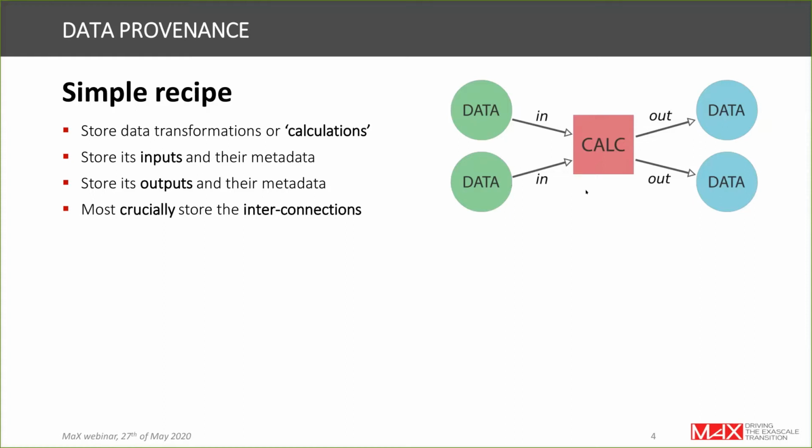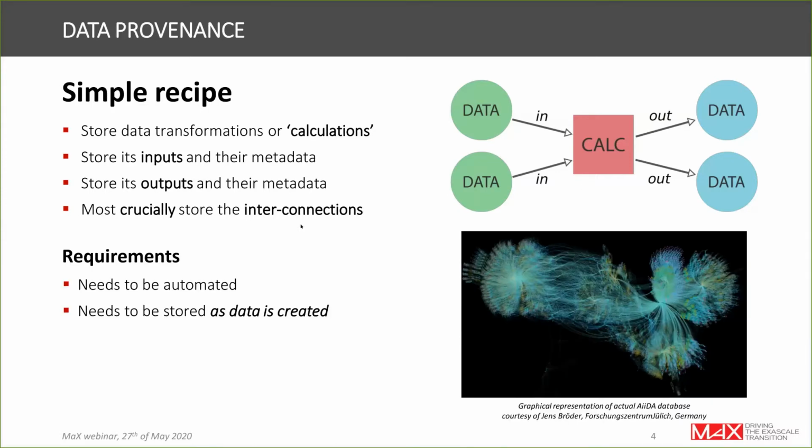Now, in this trivial example, it might seem trivial to store these links. That might not seem that important. But if we look at more complex problems, it quickly becomes apparent that this is very, very important indeed. Moreover, there's a requirement. The storage of data provenance needs to be automated, and it needs to be stored as the data is created. The reason why is illustrated by this image on the bottom right, which is a schematic representation of a database where each point that you see corresponds to a piece of data or a data transformation, a calculation, if you will, and they are connected by the lines indicating whether they're inputs or outputs.